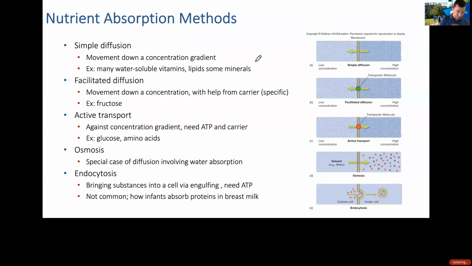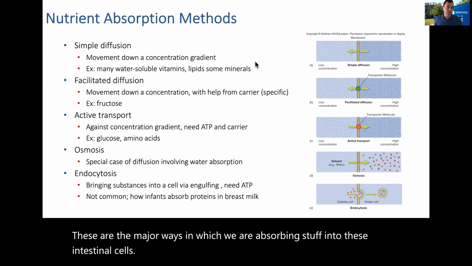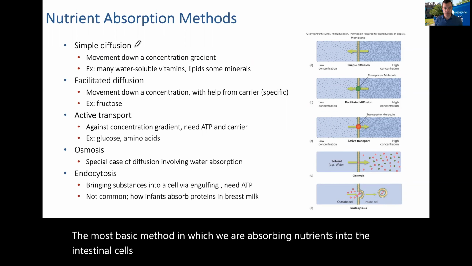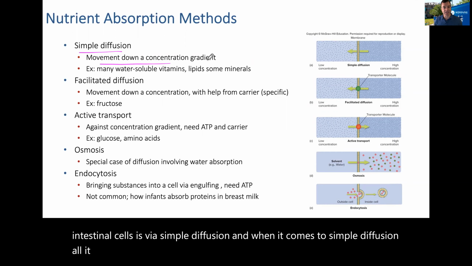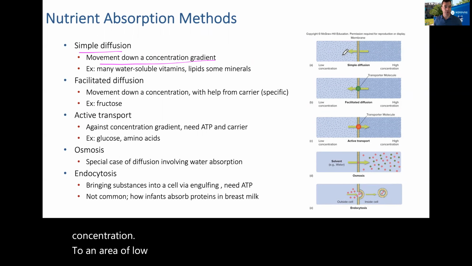Sorry about that. These are the major ways in which we are absorbing stuff into these intestinal cells. The most basic method in which we are absorbing nutrients into the intestinal cells is via simple diffusion. And when it comes to simple diffusion, all it is, is going down its concentration gradient, as you can kind of see over here, going from an area of high concentration to an area of low concentration. This is the most basic, the most simplistic way that we are bringing materials into an intestinal cell.